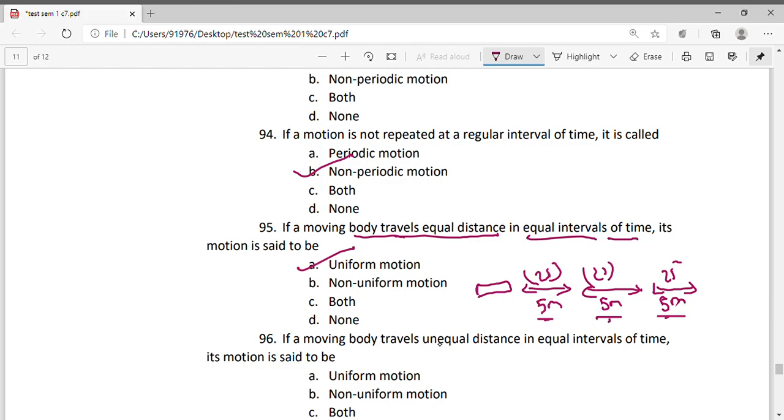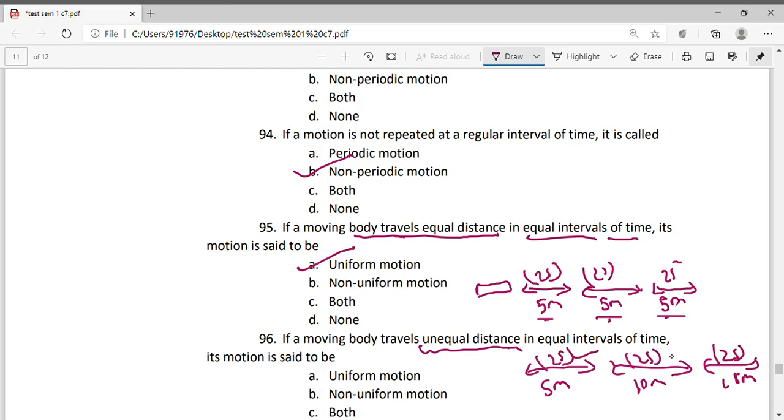If a body travels unequal distances in equal intervals of time, so here, for every 2 seconds, the body is traveling a different amount: say 5 meters, then 10 meters, and after that 15 meters. So for every 2 seconds, the distance it is covering is different. This is called non-uniform motion.